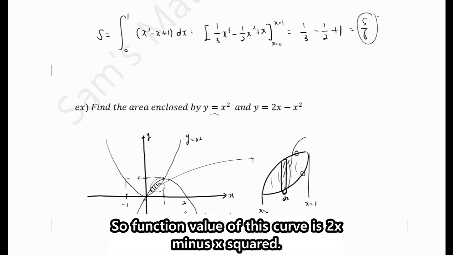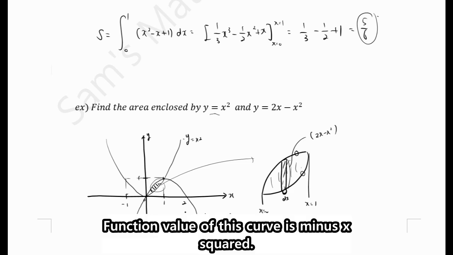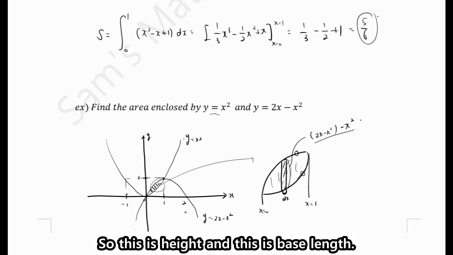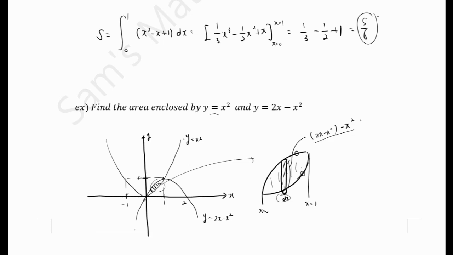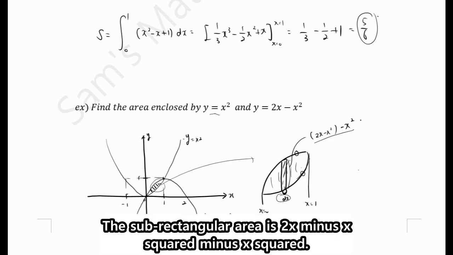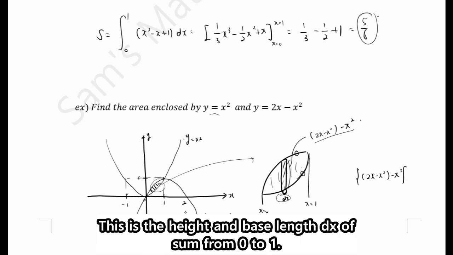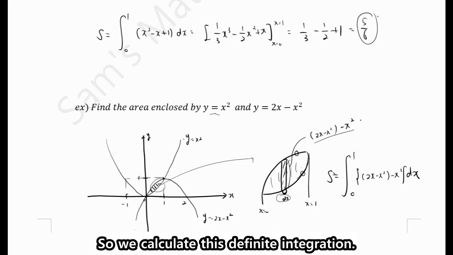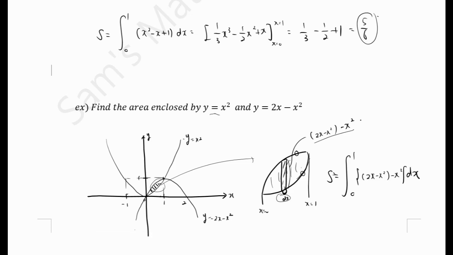The function value of this curve is 2x minus x squared. The function value of this curve is x squared. So this is the height and this is the base length. The sub-rectangular area is 2x minus x squared minus x squared, this is the height, and the base length is dx, summed from 0 to 1. So this is the area, and we calculate this definite integral.